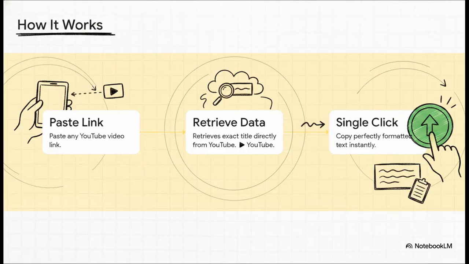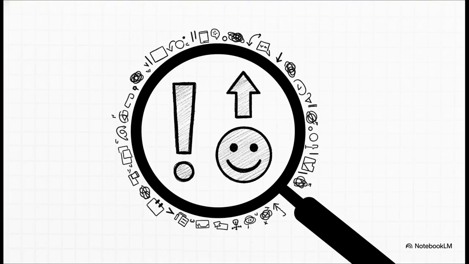The whole workflow is literally just 3 steps. Step 1, paste any YouTube link into the search bar. Step 2, the tool instantly grabs the exact, current title straight from YouTube's live data. And step 3, hit that copy button. Just one click, and the exact text is sitting right there on your clipboard. It's absolutely effortless.